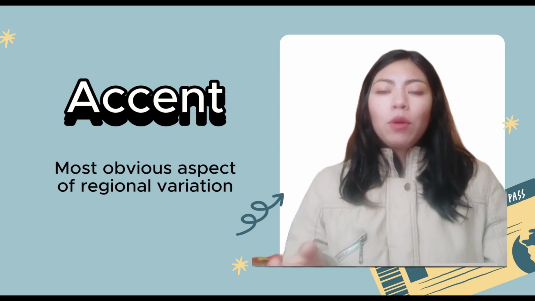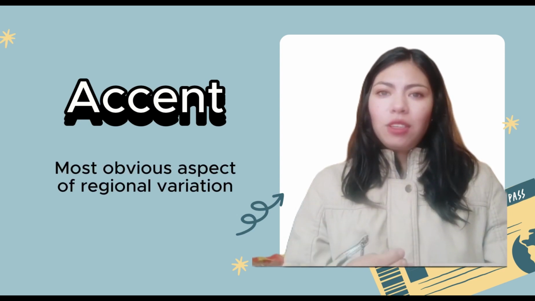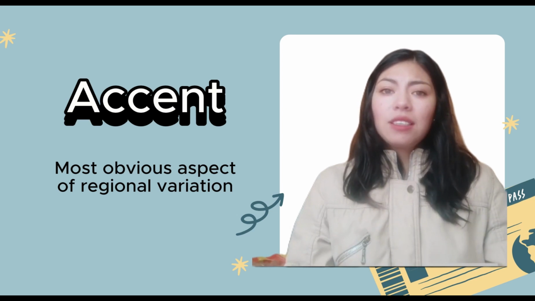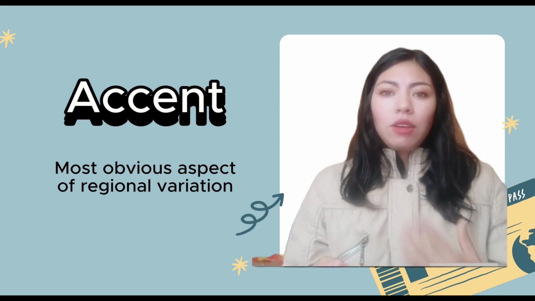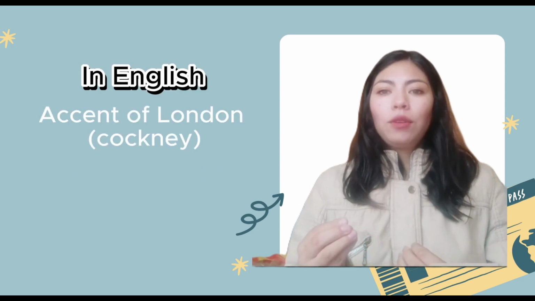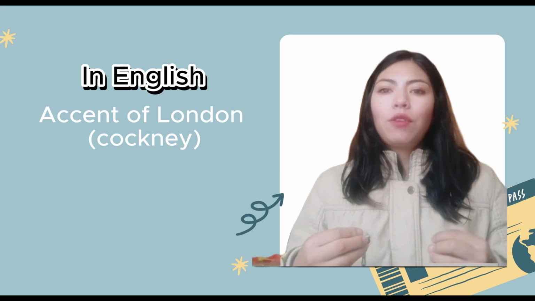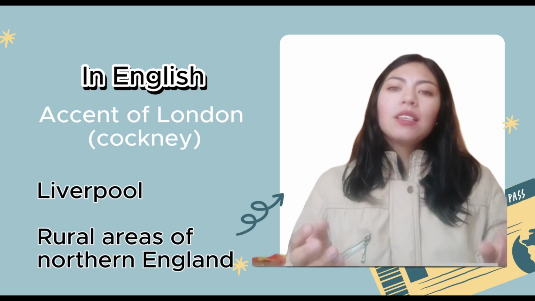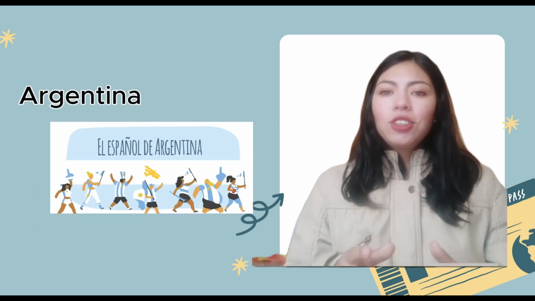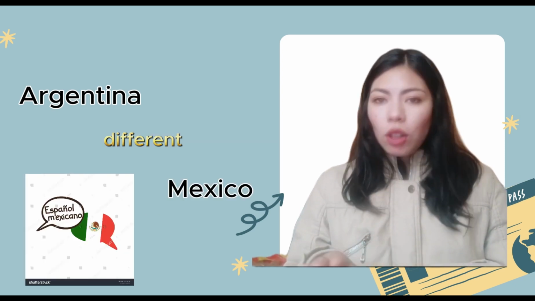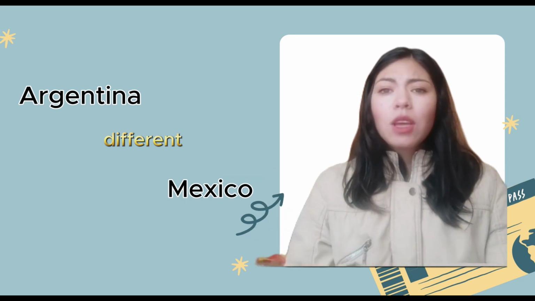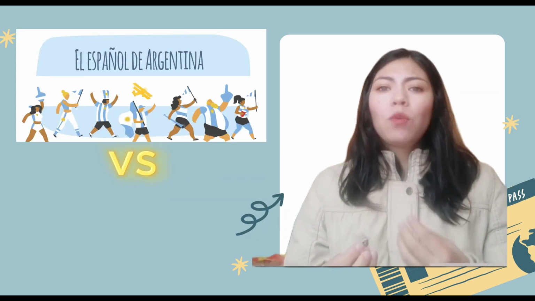Accent is one of the most obvious aspects of regional variation. Speakers from different areas may have a different way of pronouncing words, which can be a clear sign of their geographic origin. In English, for example, the accent of London Cockney is very different from that of Liverpool or the rural areas of northern England. Similarly, the Spanish spoken in Argentina differs from the Spanish spoken in Mexico or Spain, not only because of the accent, but also because of the use of certain regional words and expressions.